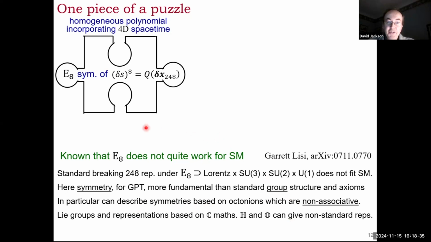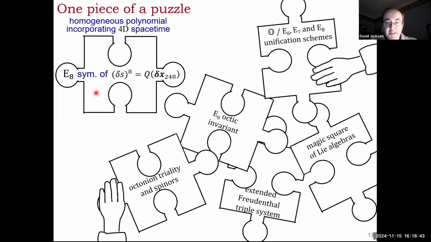So I think the fact it's non-trivial that this can work means that it's a kind of non-trivial test of the theory or prediction of the theory. As I say, it's just one part of the puzzle. So everybody working on things like octonion and exceptional Lie group unification schemes, the relations between octonion triality and spinors, and E8 octic invariant, all these are parts of the puzzle that need to come together.